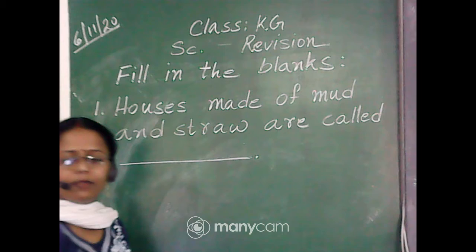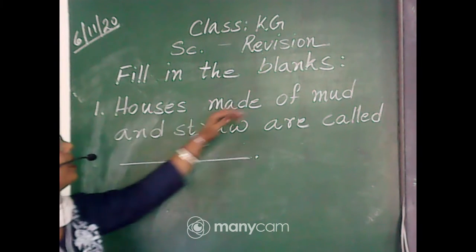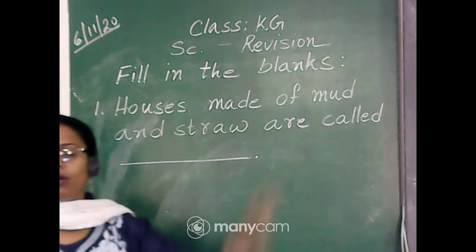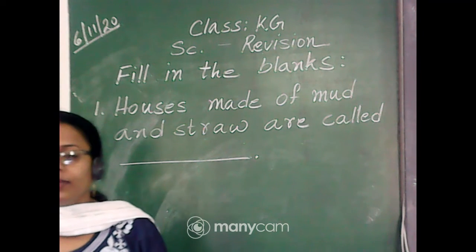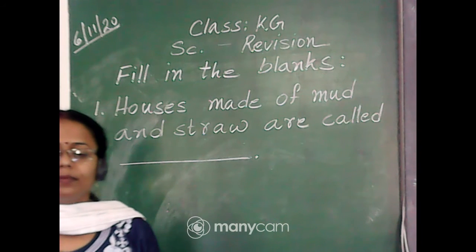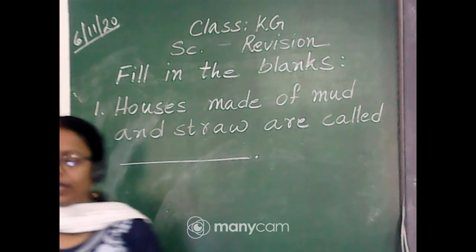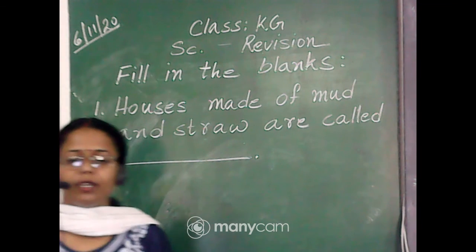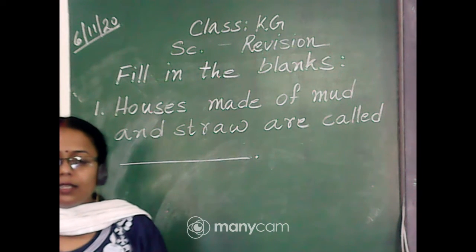Who is going to give the first answer? Houses made of mud and straw are called dash. Are called dash. Very good, Ashmita. Now you write down in your copy. So many are typing. Very good, Srijan. Very good, Priyam. Very good, Shyama Prabhu. Very good, Sanstita.